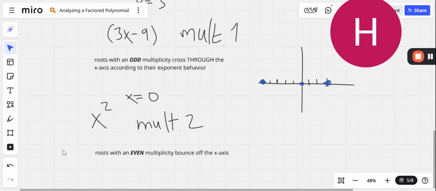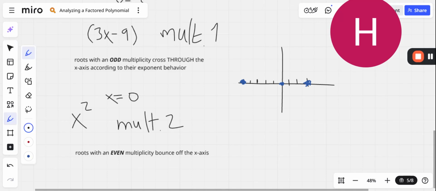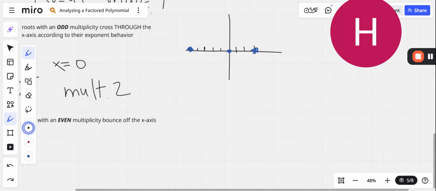So what that means is that these ones go through either like that, or like that, like that, or like that. You see how they're going through the x-axis? The x equals 0 root is going to bounce, something like that. It's not going to pass through the x-axis. It's going to bounce somehow. Okay, great. Now let's represent the factors on the chart.